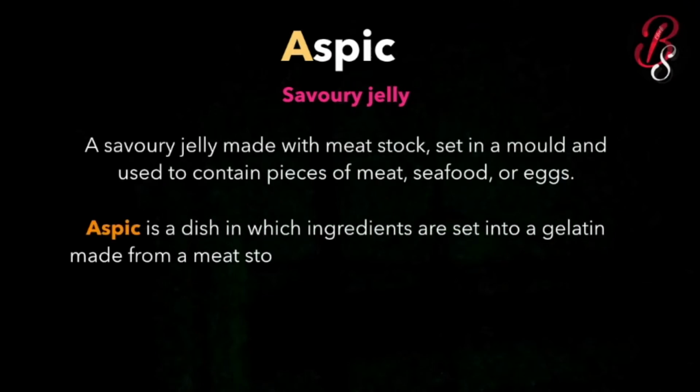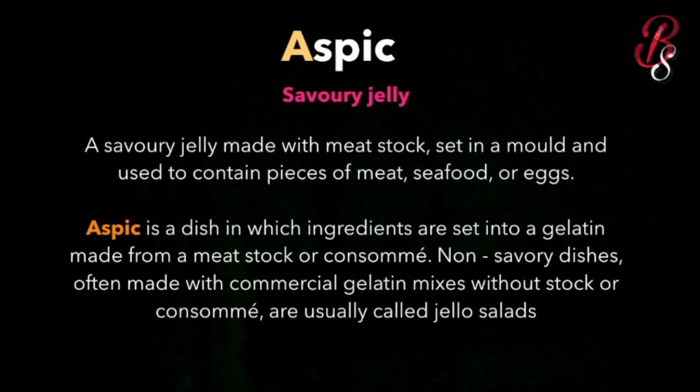Let's go to the next word that we have, aspic, right? Let's see, it's savory jelly. Actually, people say it's savory jelly. So let me tell you what exactly it means. A savory jelly made with a meat stock, set in a mold and used to contain pieces of meat, seafood or eggs, right? Mold means giving a shape to something, and jelly means it's going to take a shape. So definitely we can keep it in a mold. In that, we put the piece of meat or seafood or egg inside. When it sets and we take it out, everything will be like stuffed, right?